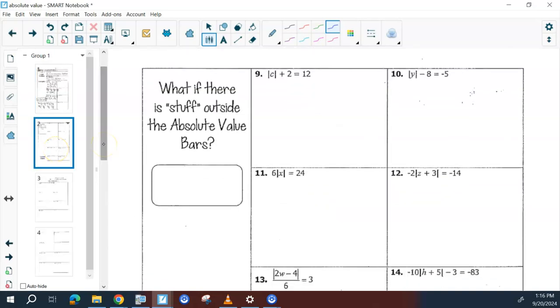All the previous problems didn't actually have something outside of the absolute value bars. Now we do. So if there is something outside of the absolute value bars, isolate it. So let's start with 9. Pretend that everything inside the absolute value bars is like some x that you're trying to solve for. And you want to get rid of the 2.